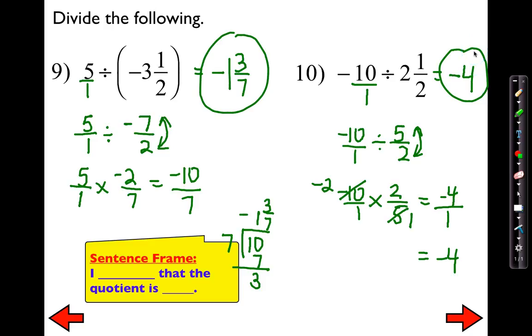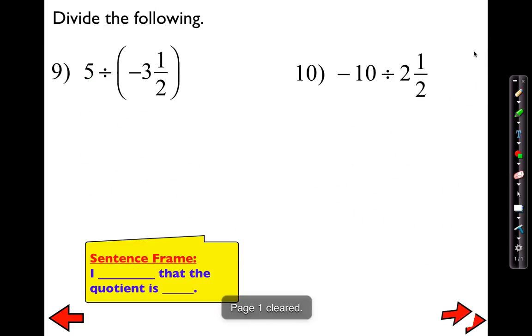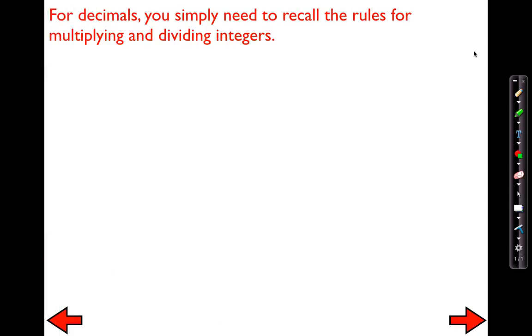So hopefully you got both of those right. Moving on. Now we're going to jump into decimals. So first, let's take a look at recalling how we do dividing decimals or multiplying decimals correctly.